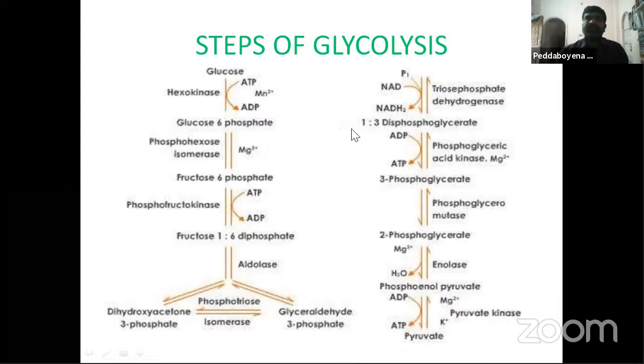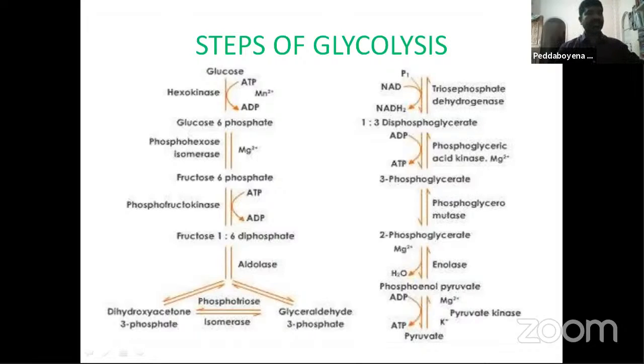Here you are observing 1,3-bisphosphoglyceric acid, which is converted into 3-phosphoglycerate. This reaction is catalyzed by a specific enzyme, phosphoglycerate kinase. In this, ADP is converted to ATP, involving dephosphorylation. This reaction is called substrate level phosphorylation.